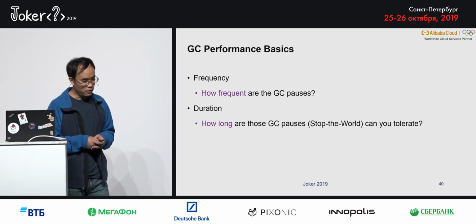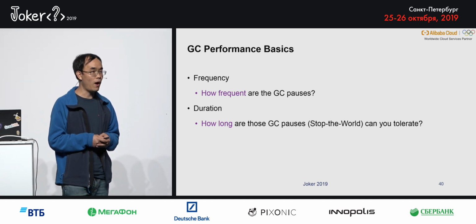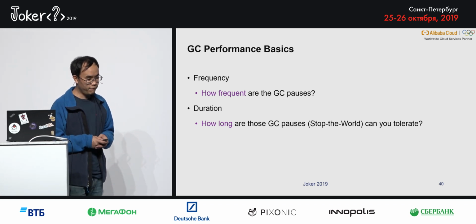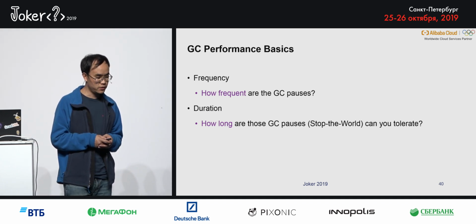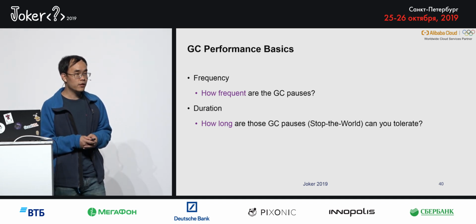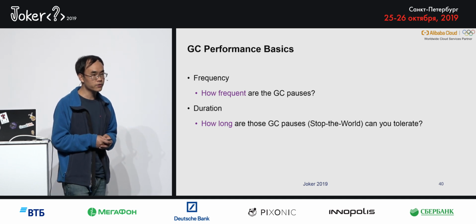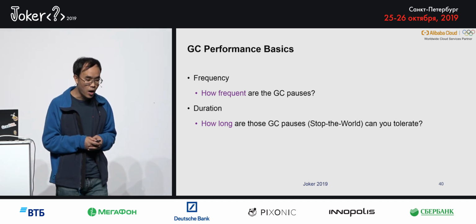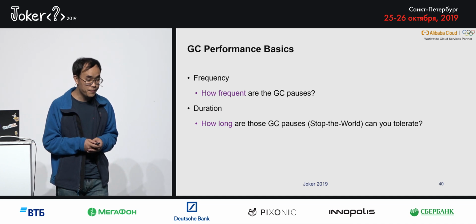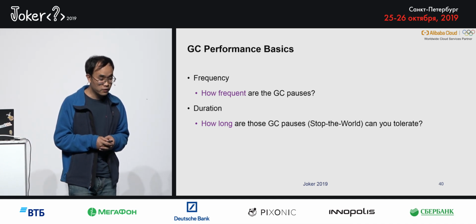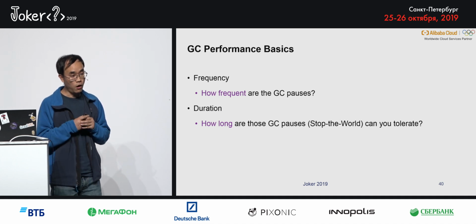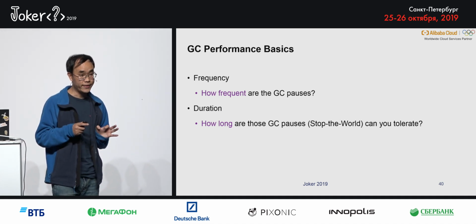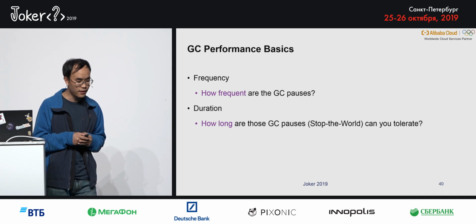So again, we just talk about why we want to do that. The first thing is we just go through the basics of GC performance. I think the first key fact in terms of GC performance is about frequency. It means how frequent are the GC pauses, how frequent are the GC pauses you can tolerate. That is the first thing, I think.